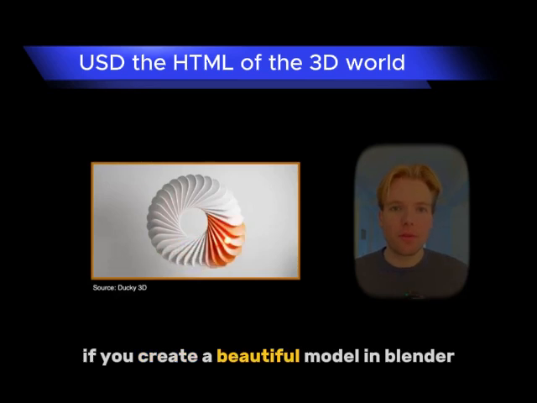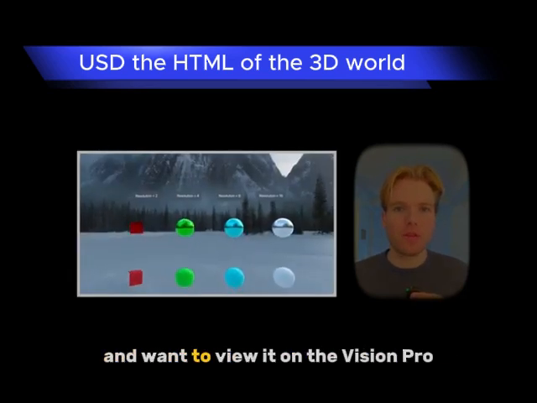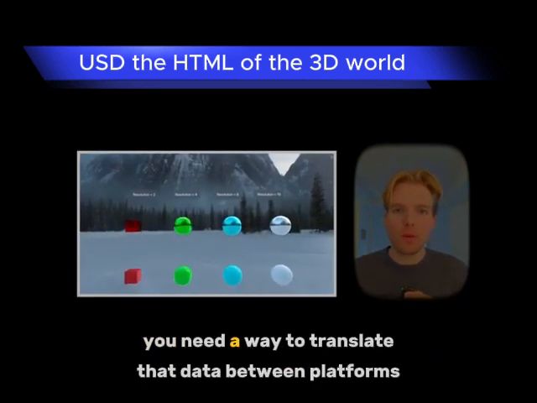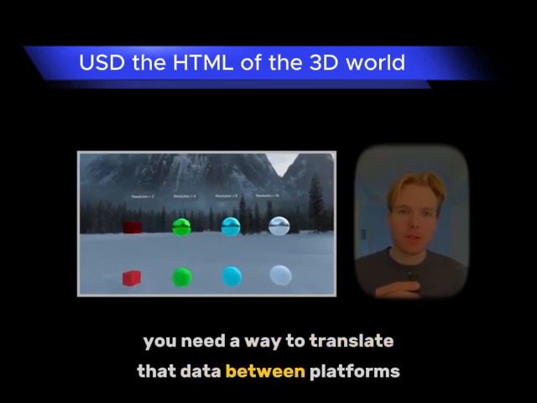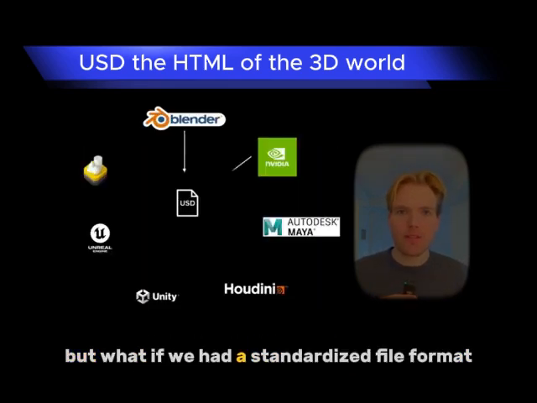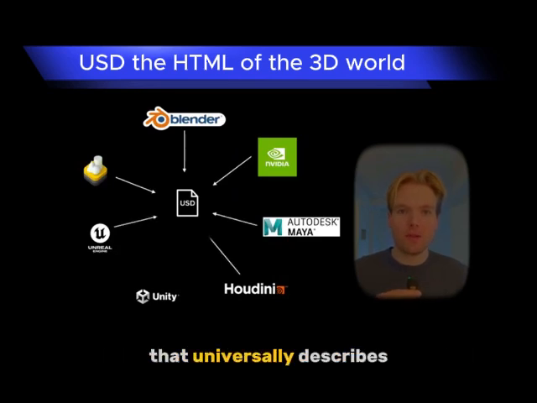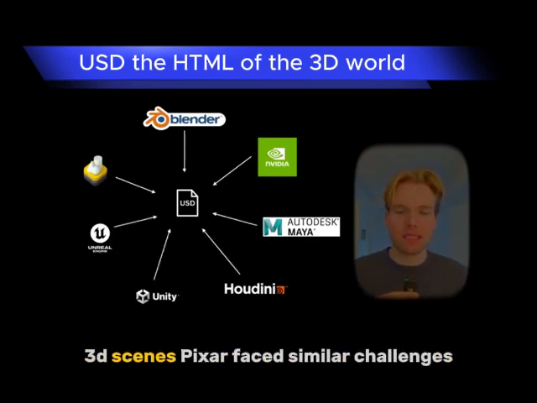To create and render 3D content, we can use tools like Blender, Maya, or Houdini. If you create a beautiful model in Blender and want to view it on the Vision Pro, you need a way to translate that data between platforms. But what if we had a standardized file format that universally describes 3D scenes?